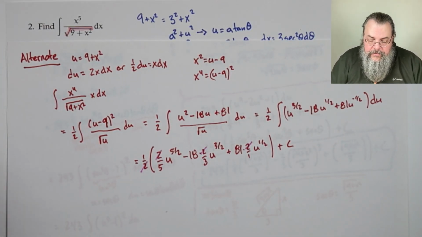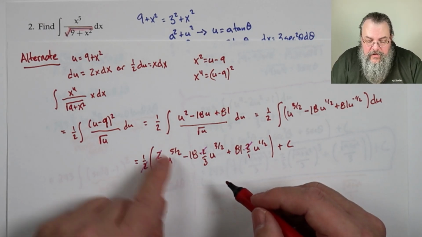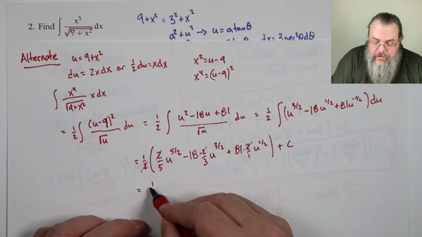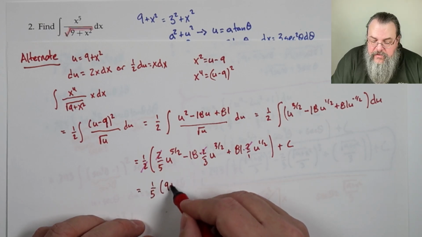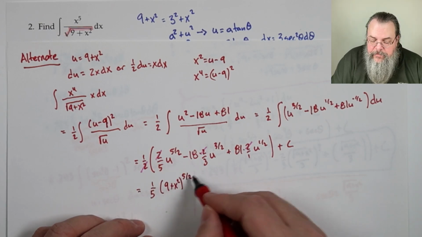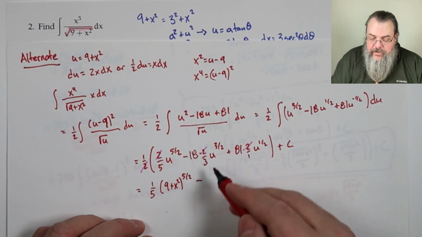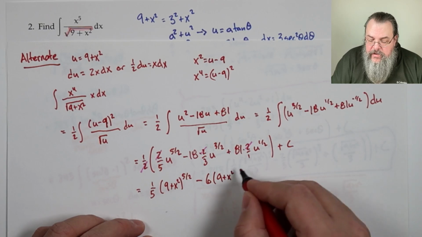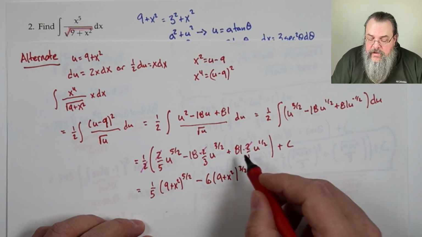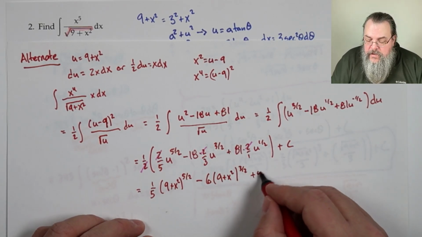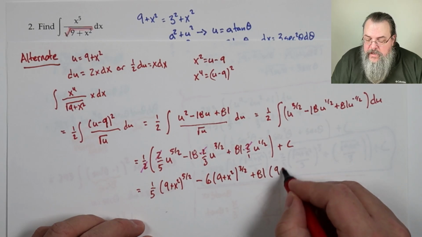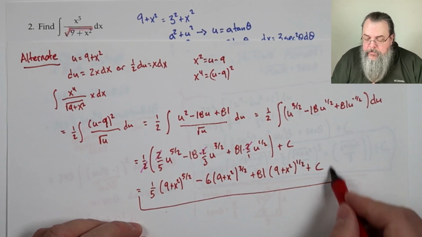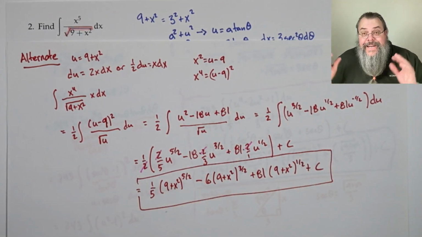Well, what we're left with is we now replace u with 9 plus x squared. So this is 1/5 times 9 plus x squared to the 5/2, minus 18 divided by 3 is 6 times 9 plus x squared to the 3/2, and 81 over 1 is 81 times 9 plus x squared to the 1/2, plus c. And it's the exact same answer.